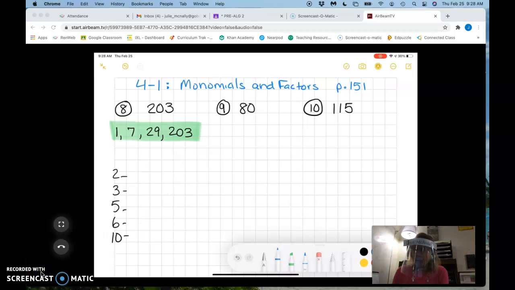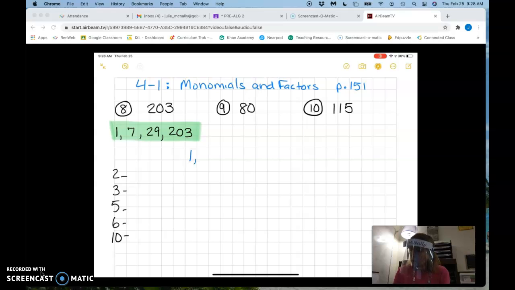I'm going to write the factors of 80 down here a little bit because I think there's more than we had with 203. So remember, your first two factors are going to be 1 and the number. And you space them apart because when you write factors, you want them to be in order of least to greatest. So the next number I'm going to try is 2. Is 0 divisible by 2? Yes, so 2 works.